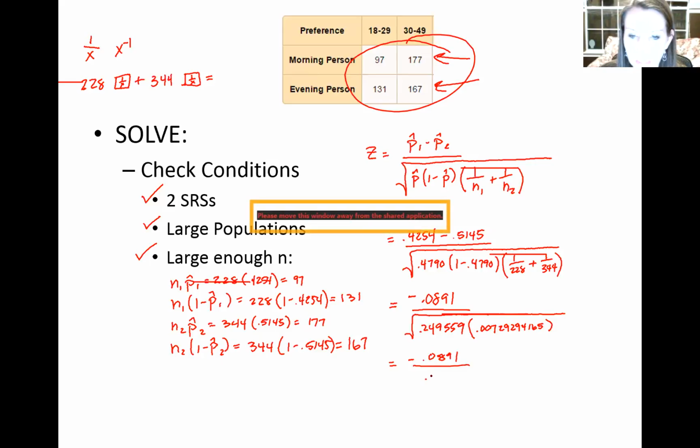Okay, so after I multiplied and took the square root for my denominator, I got 0.042666168. Okay, then I'm going to divide top and bottom here.